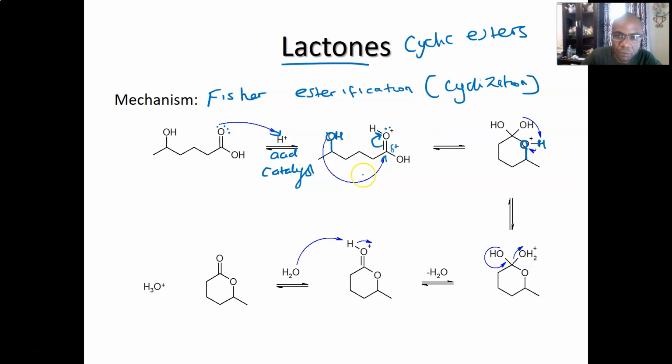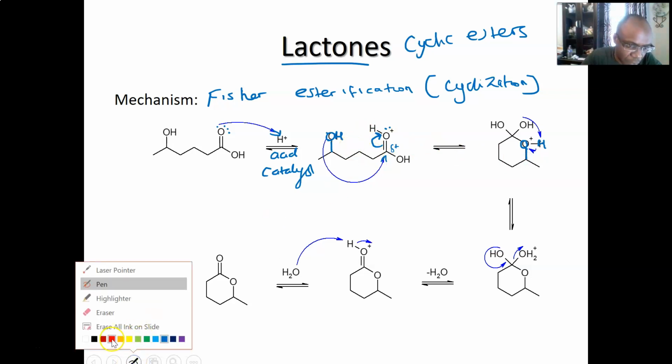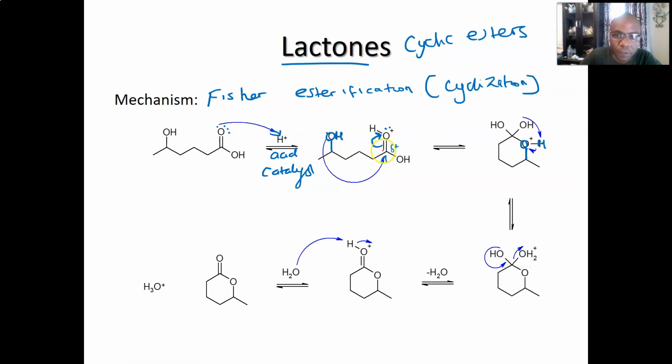The best thing you can do for yourself is to number the carbons so you know. So this is carbon 1, 2, 3, 4, 5, and 6. So it happens to be carbon 1. For the alcohol it's carbon 5, and then that's 6. So 1, 2, 3, 4, 5, 6. We are making a 6-member ring because oxygen is the 6th element of the ring.